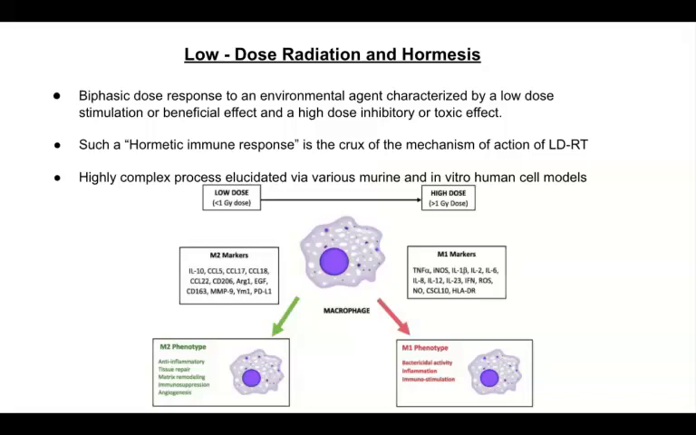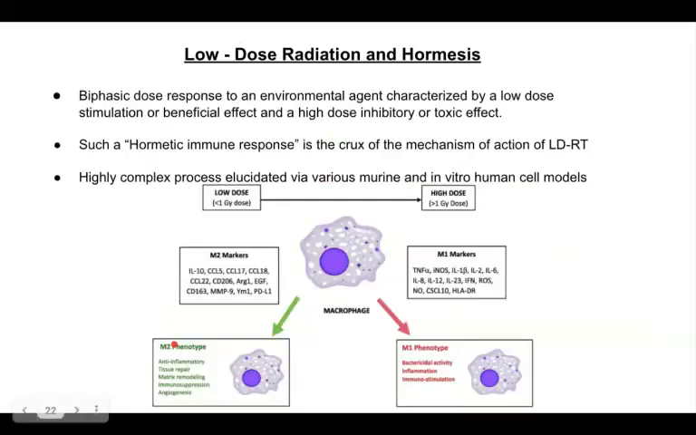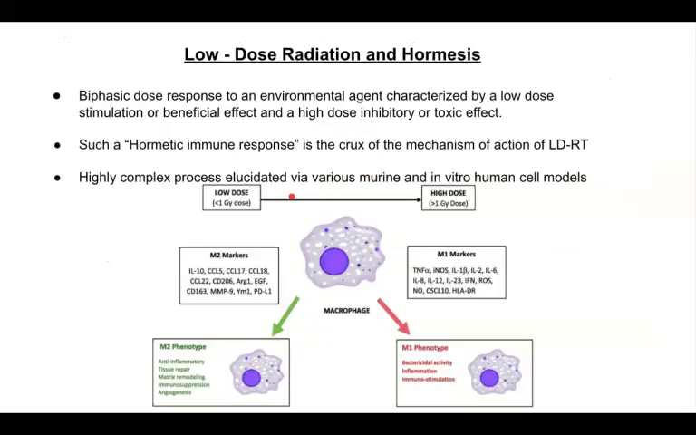Now, the exact mechanism is elusive. It is a highly complex process. And this hormetic response was elucidated via various murine mouse models and in vitro cell models. And as we spoke about in the previous slide about the functionality of macrophages and the repolarization of phagocytic activity and macrophage repolarization, this macrophage repolarization seems to be the hormetic response that low-dose RT confers.